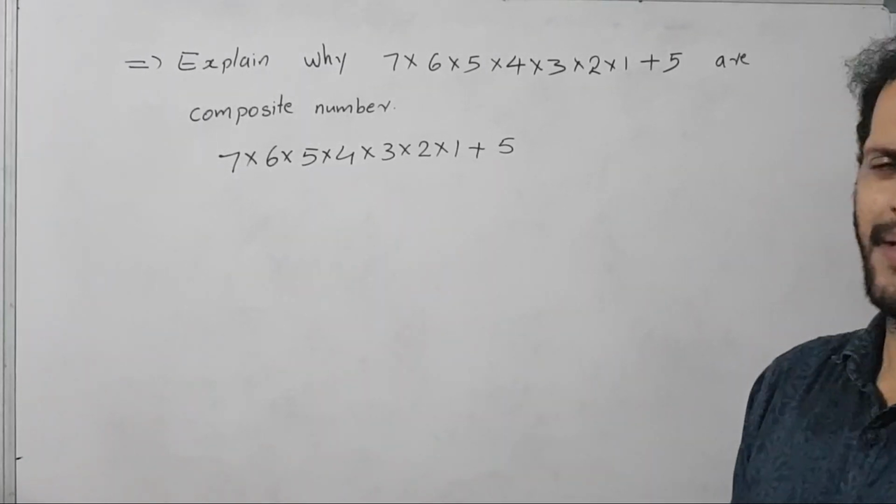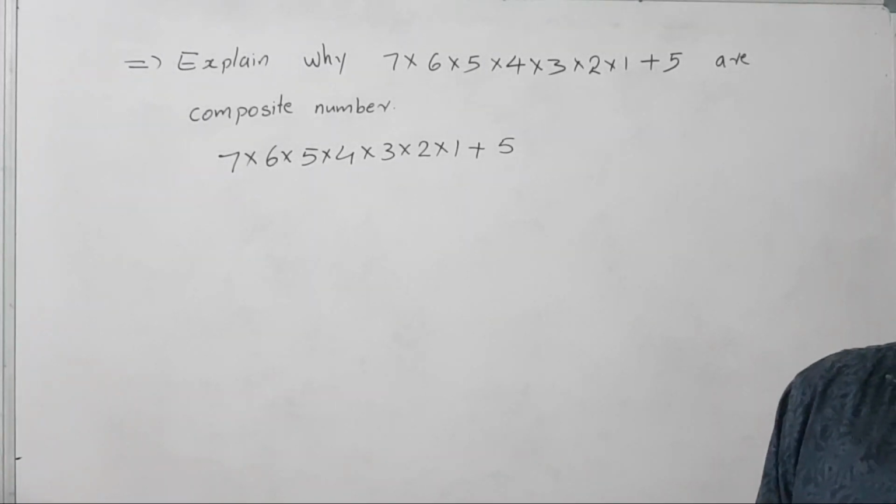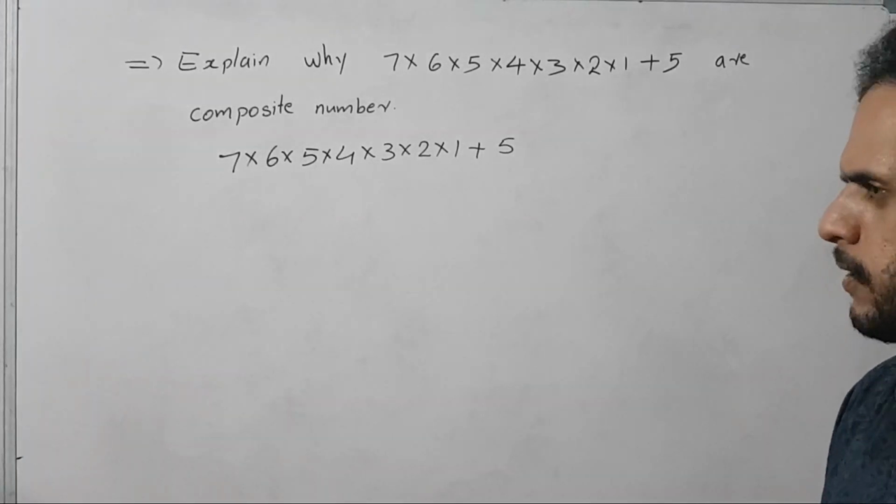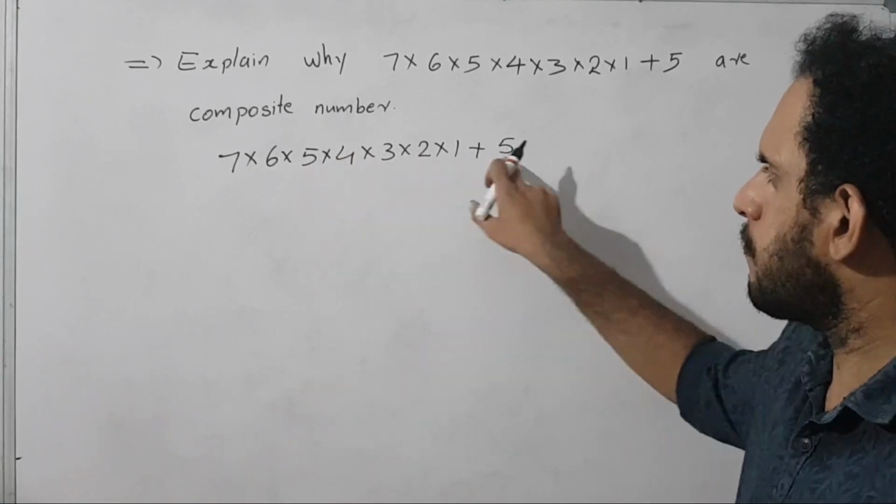On both sides of the plus symbol, the addition, we have a common factor, correct? What is the common factor here? The common number is 5.